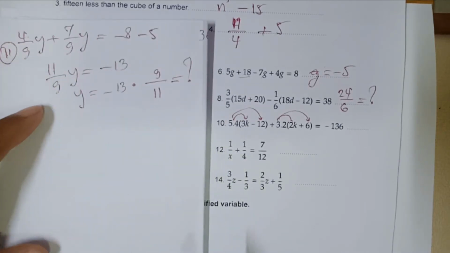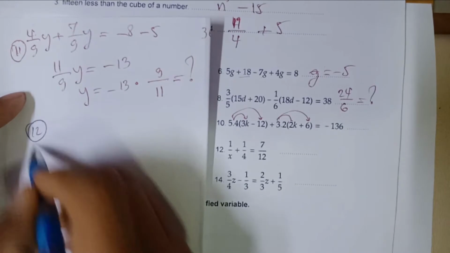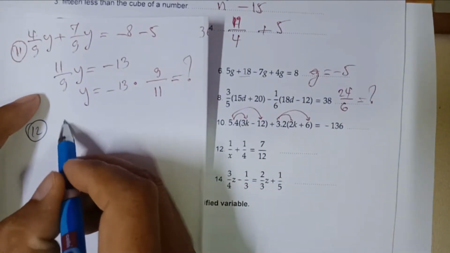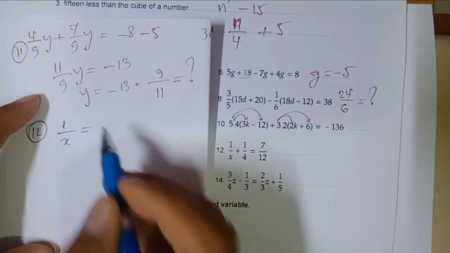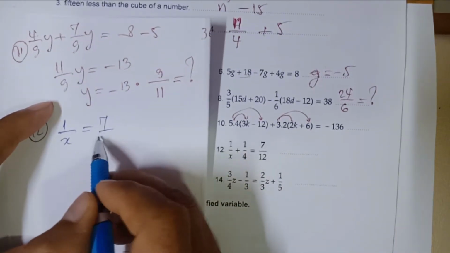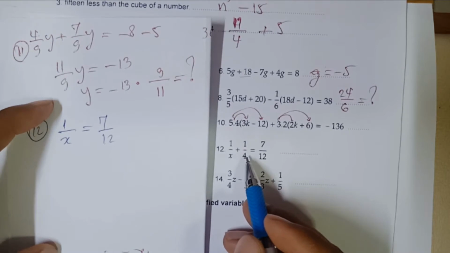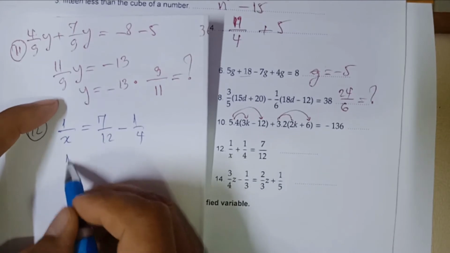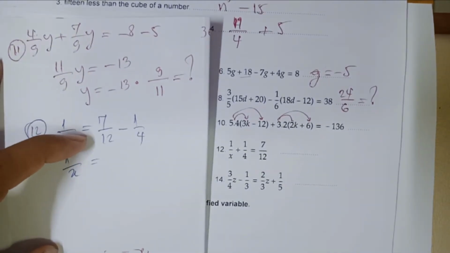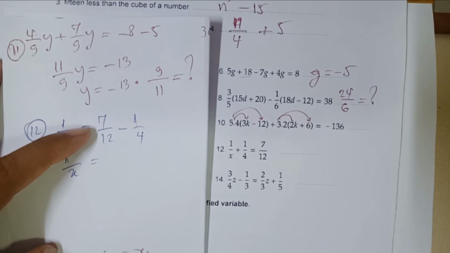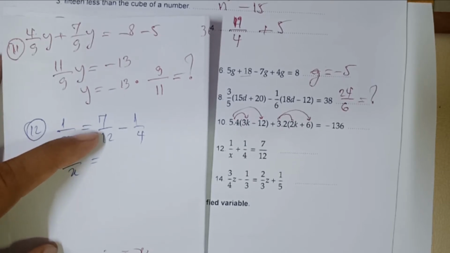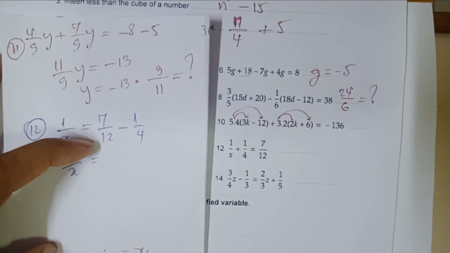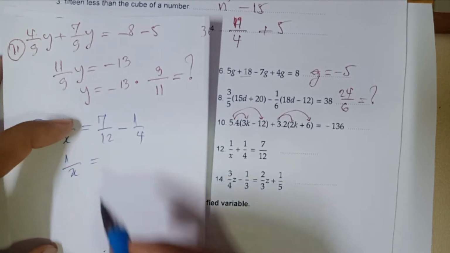For number 12, 1 over x is equal to, you have 7 over 12, and then you transpose 4 to this side, you will have a minus 1 over 4. The 1 over x equal to, let me do the calculation first. You have a 7 over 12, and then you minus 1 over 4, that will give you 1 over 3.